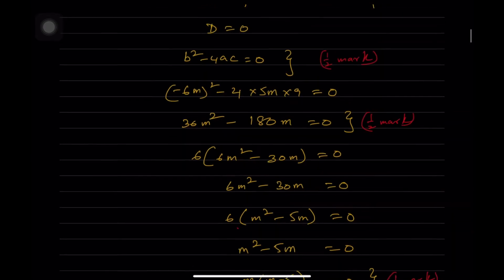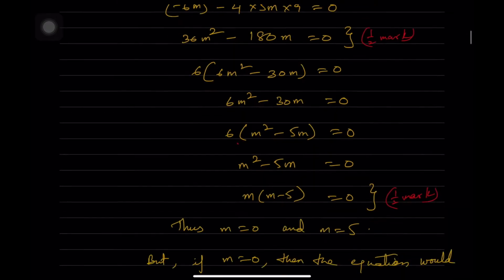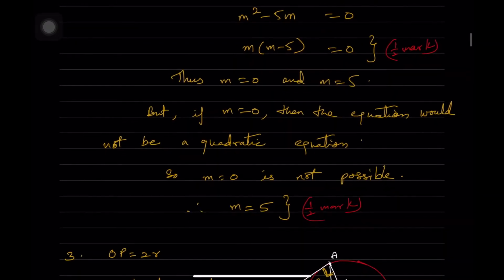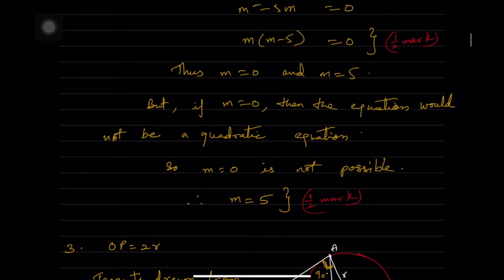So here is how it is distributed. For the discriminant equal to 0, one half mark. What is the equation you are getting for that, half mark. Then what is the solution? Then what is the final answer? So the marks are distributed in this way.